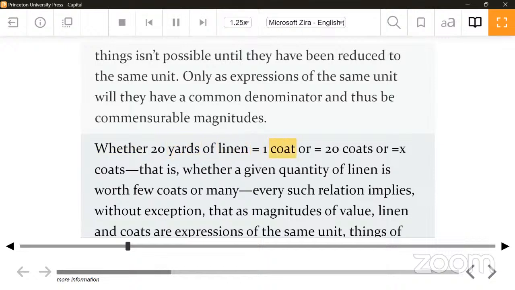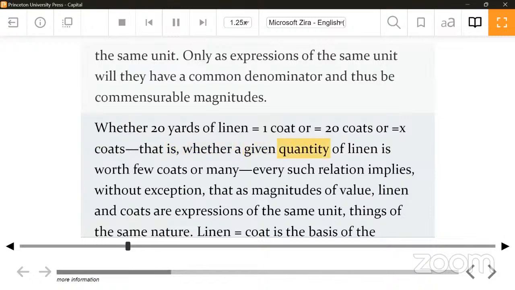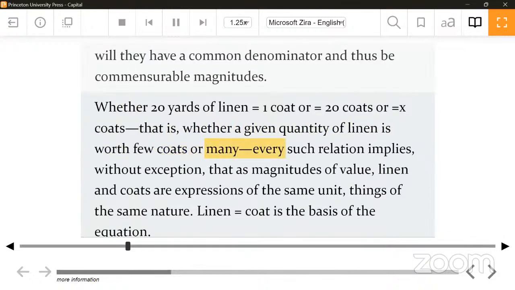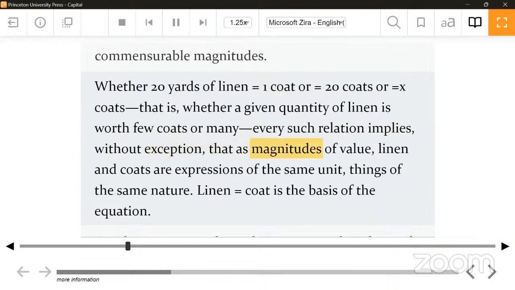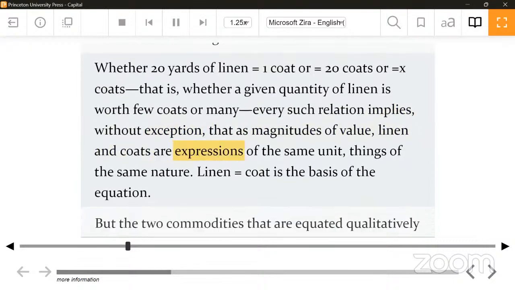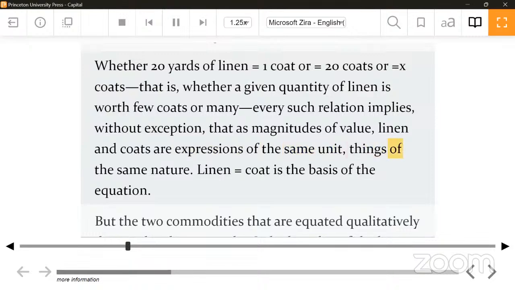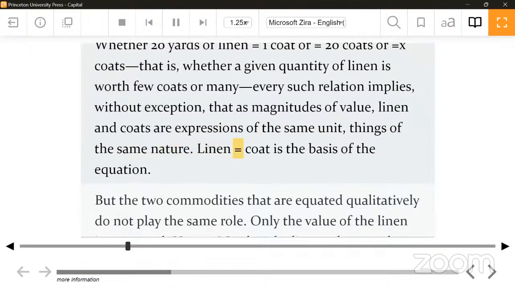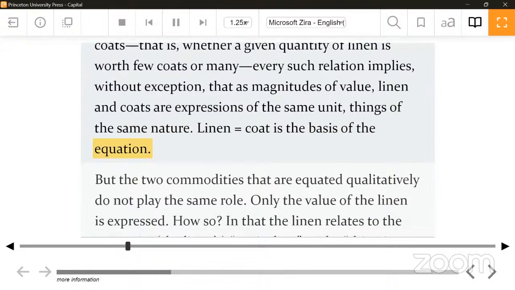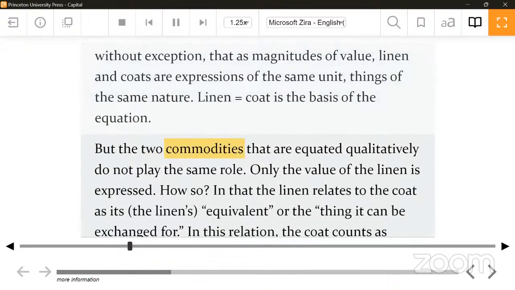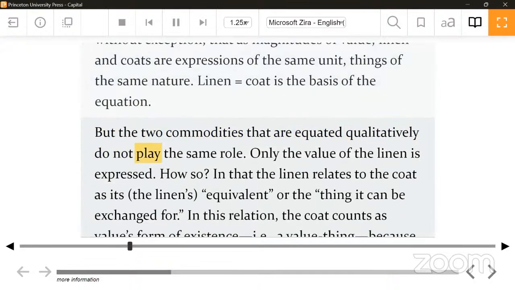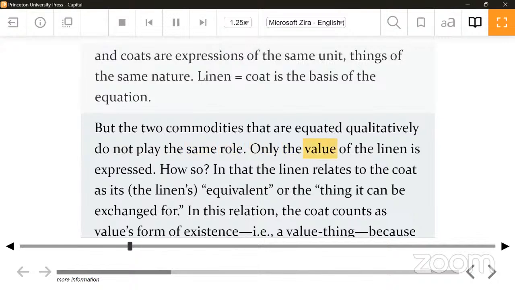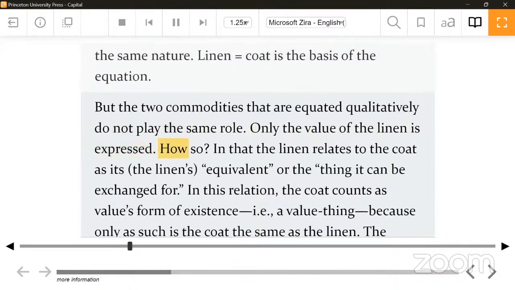Whether 20 yards of linen equals 1 coat or equals 20 coats or equals x coats, that is, whether a given quantity of linen is worth few coats or many, every such relation implies, without exception, that as magnitudes of value, linen and coats are expressions of the same unit, things of the same nature. Linen equals coat is the basis of the equation. But the two commodities that are equated qualitatively do not play the same role. Only the value of the linen is expressed.